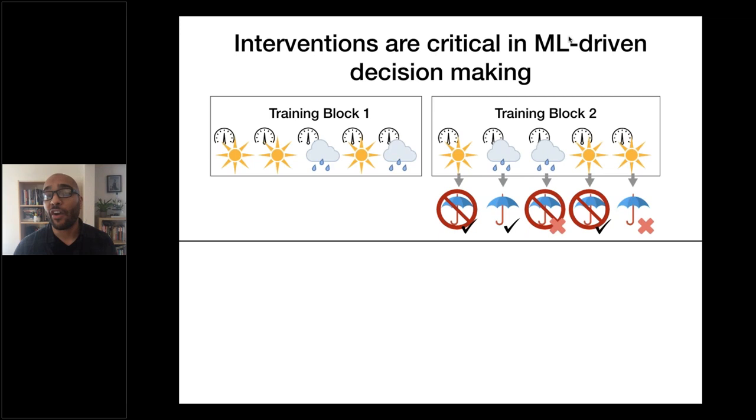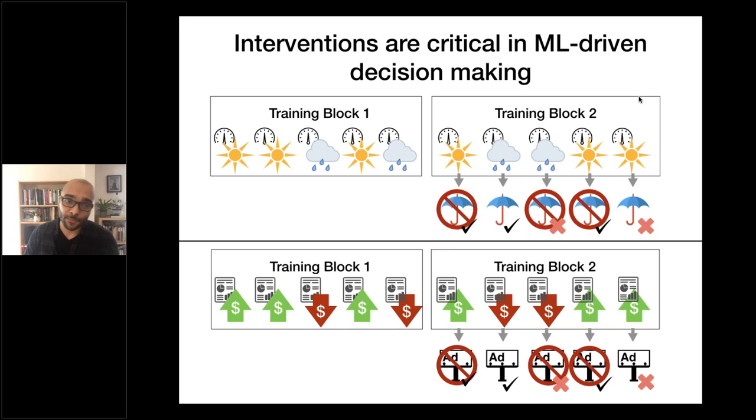In this first case here, I predict that I don't need an umbrella, so I don't bring it, and that's right. In the second case, I bring it, and again, that's right. Third case, I don't bring it, and I'm wrong, et cetera. I'm making decisions, sometimes right, sometimes wrong, based on my predictive model. Now, the interesting thing here is that whether or not I carry an umbrella has no impact on the weather. The sky does not care about what I do with my umbrella. So when I collect training block two, I have more training data, I can just retrain my algorithm and increase prediction accuracy.